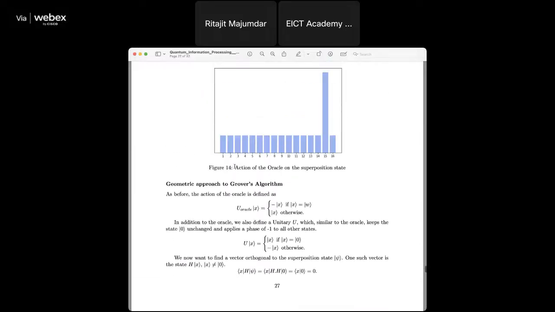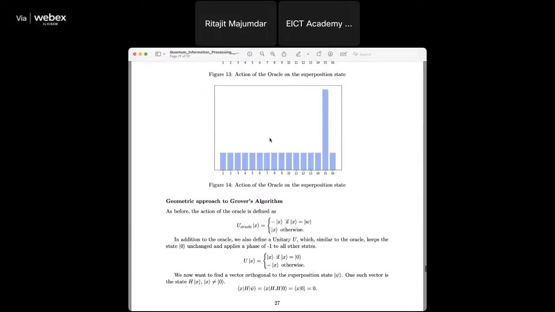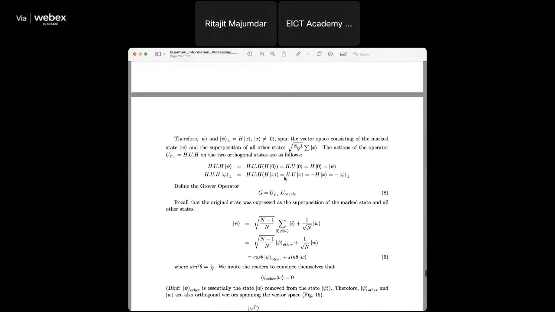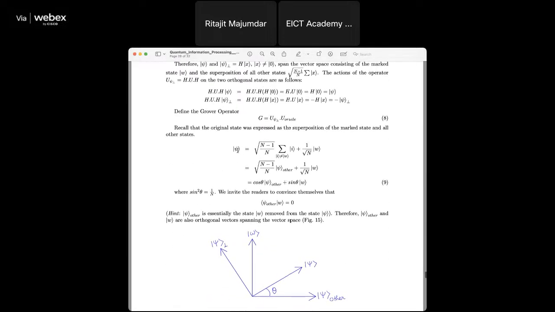Yeah, we haven't actually discussed how many times we need to repeat this operation. We need to repeat this a few times. We will see why this is order of root n. Now again we have this situation where the psi is the equal superposition.